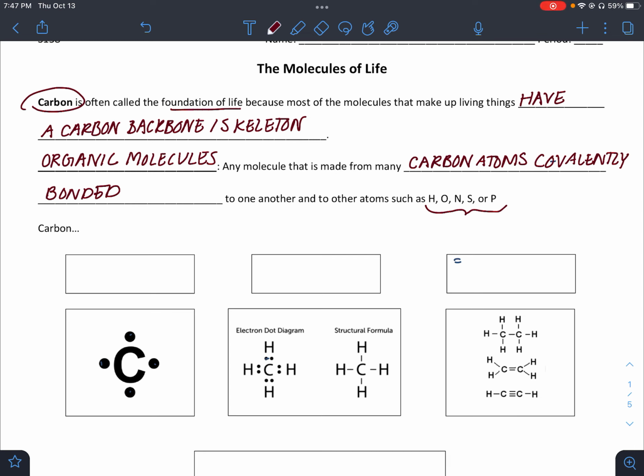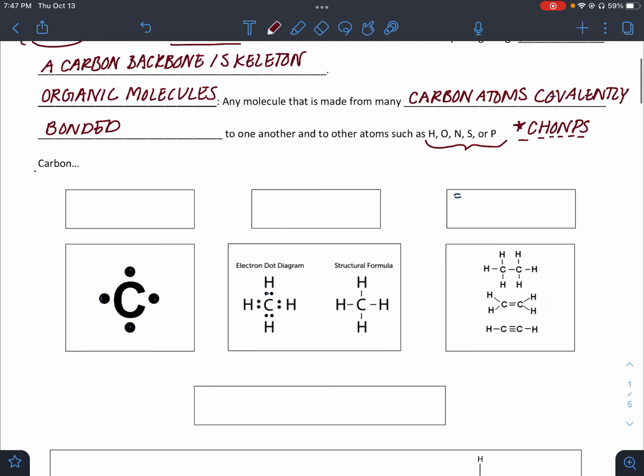So we've talked a few times about chunks, right? Carbon, hydrogen, oxygen, nitrogen, phosphorus, sulfur. Your food is primarily made up of molecules that are made up of carbon atoms, hydrogen atoms, oxygen atoms, nitrogen atoms, and so on.